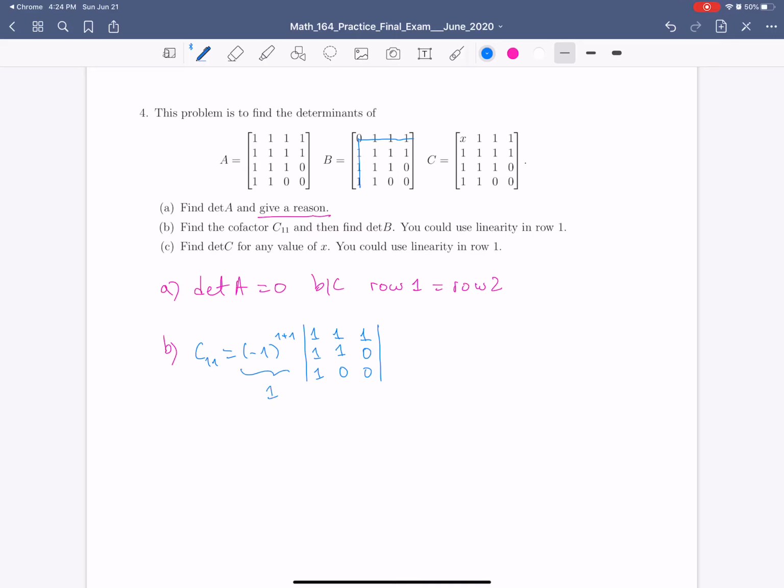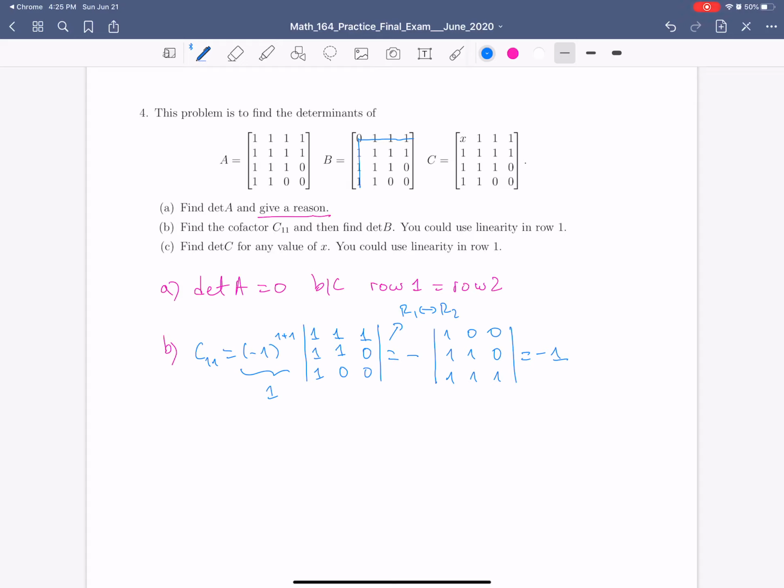So this part is 1. I have minus 1, 0, 0, 1, 1, 0, 1, 1, 1. What did I do here? I switched row 1 and row 3, which changed the sign of the determinant. And now this matrix has determinant 1 times that negative. We have a negative 1. So C11 is negative 1.